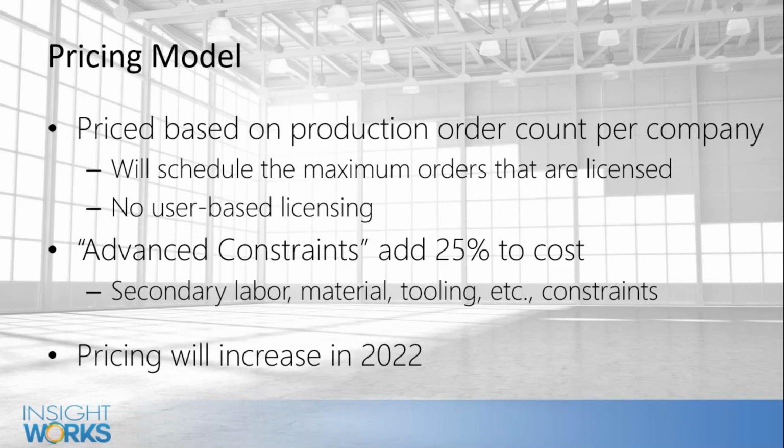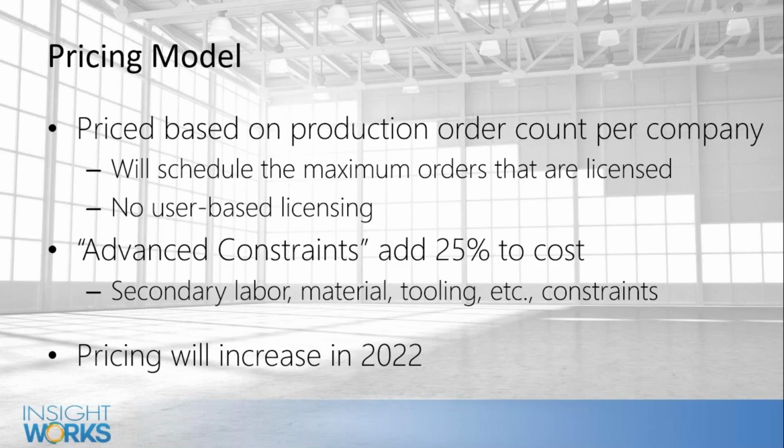All right, now what's that all going to cost you? So the way it's currently priced, and this is likely to change next year, so I won't say it's intro pricing, but this year for 2021, it's priced by production orders. So if you have 200 production orders in your system, it'll schedule those 200 production orders. If you add an extra 10 and you're licensed for 200, it'll give you an error message because it won't schedule anything more than what you're licensed for. So there's no user-based licensing. It's not by planner, by location, by anything. It's by company and production orders.